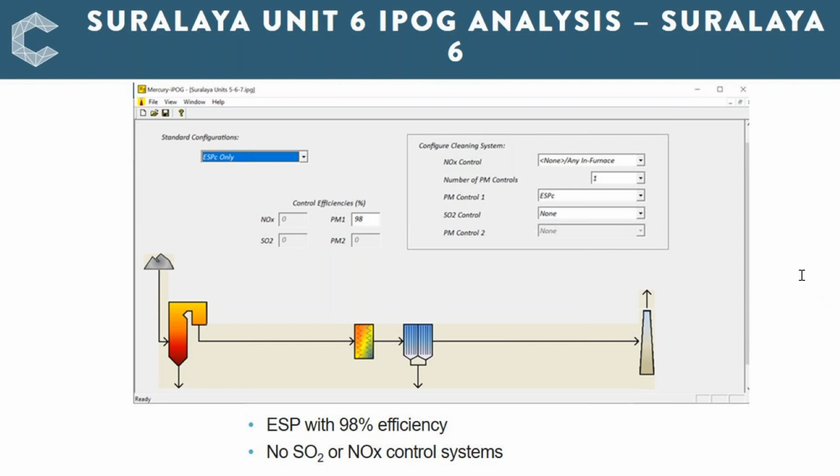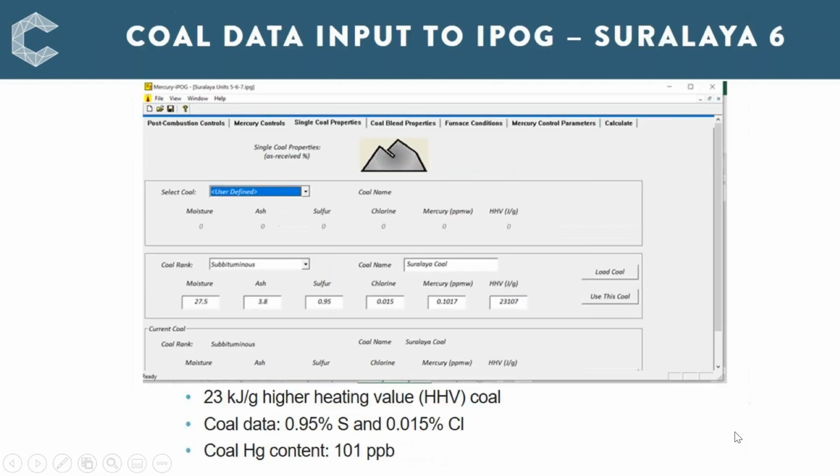So, the initial screen, as you recall, includes a selection of air pollution control technologies. In this case, we only know of ESP at this unit, and we've assumed 98% particulate matter removal efficiency. There are no known SO2 controls or post-combustion NOx control systems at this unit. Next slide, please.